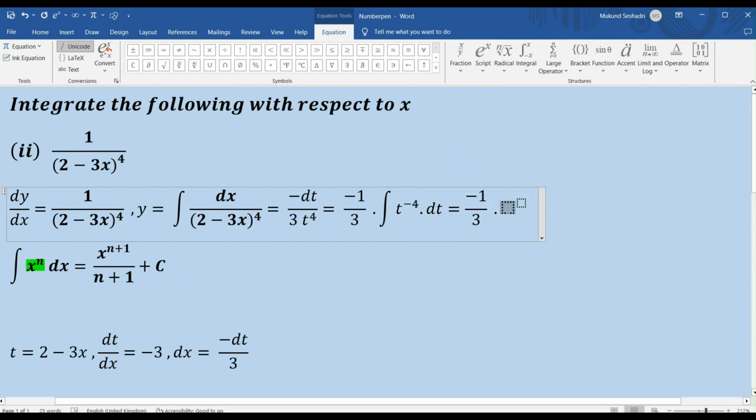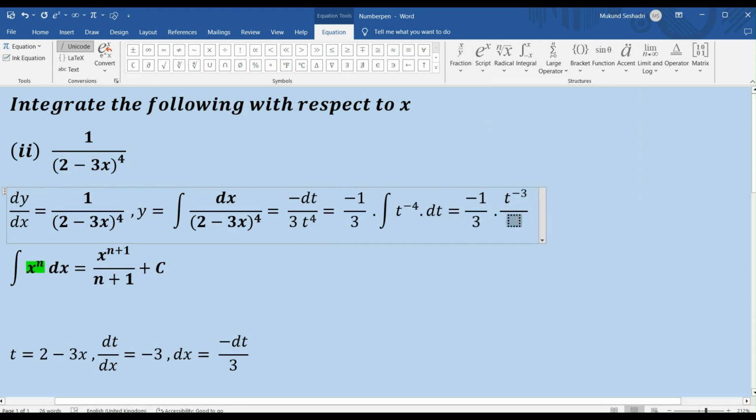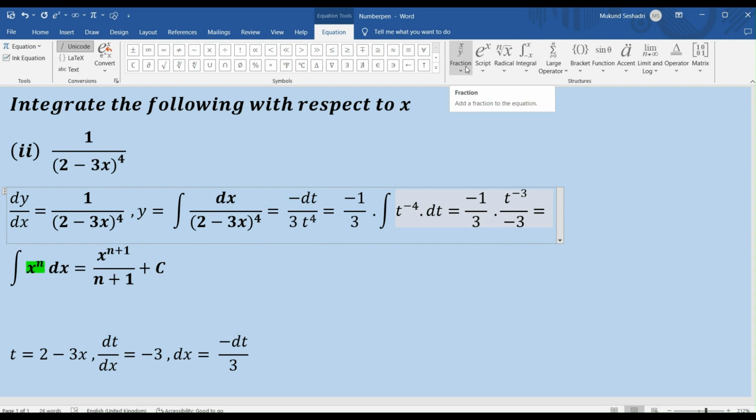And with that, I will get t to the power n plus 1 becomes minus 4 plus 1, which becomes a minus 3. The whole divided by n plus 1 is again a minus 3, right? So let's write that down. I'll again get a minus 3, right? So my minus and minus get cancelled, and I'm left with two threes in the bottom. That makes my answer 1 by 9 times t to the power minus 3, right?